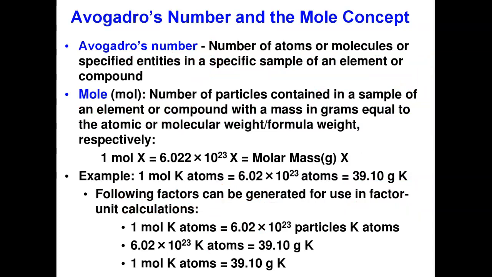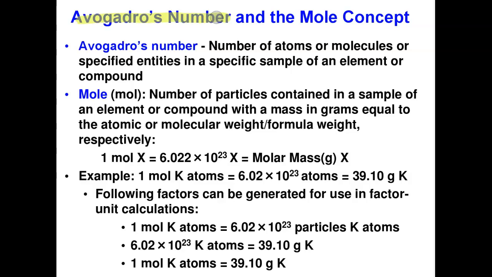We're going to use a number called Avogadro's number. That's what we're going to use. So we're going to see the relationship between Avogadro's number and the mole concept. Avogadro's number is the number of atoms or molecules or specified entities, like ions or formula units, in a sample of an element or that compound. That is exactly what it is.